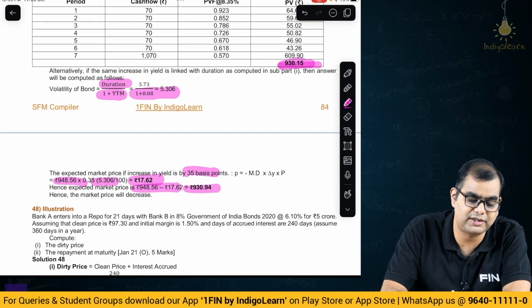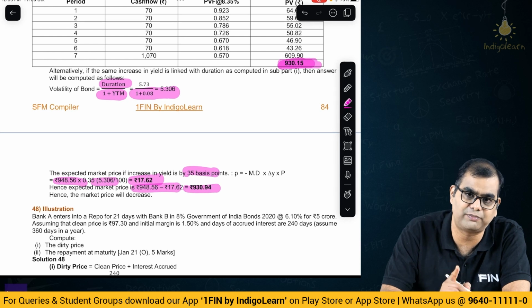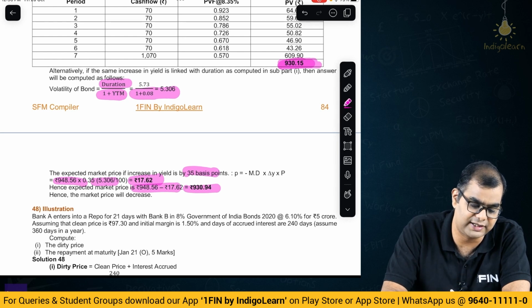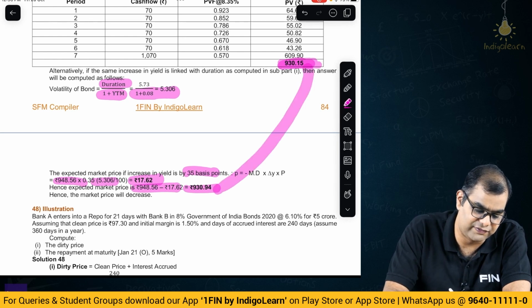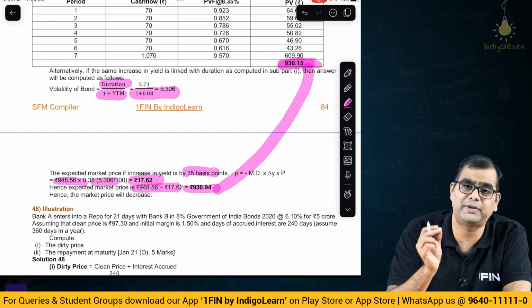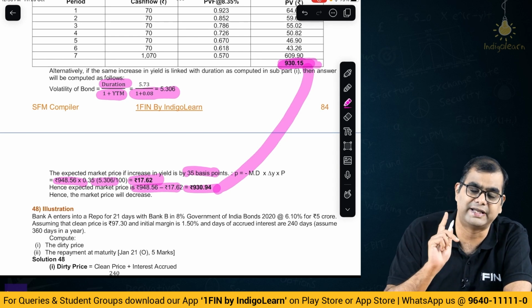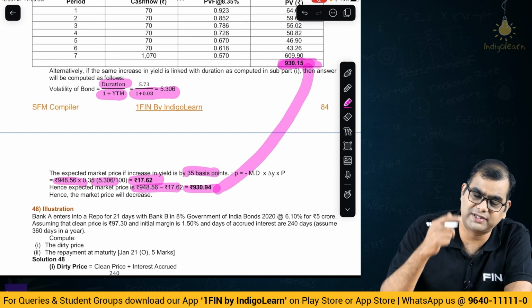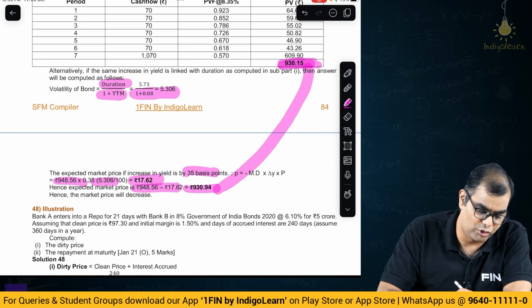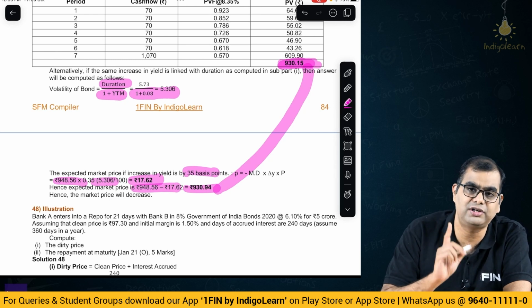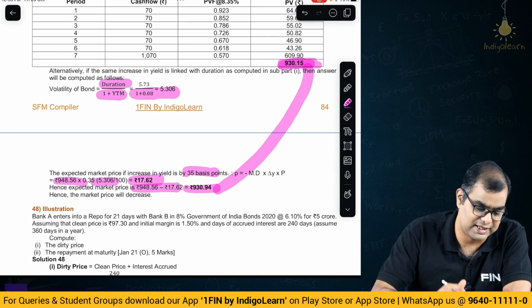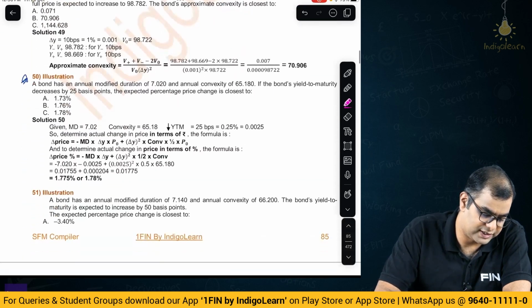Whereas when you computed it with actual cash flows at 8.35% as the discount rate, you get 930.15. So there is a slight difference between these two. It is a small adjustment. This adjustment is on account of convexity. Okay, but the best way to price a bond is always to discount the cash flows afresh. But if you don't have that, then use modified duration, which is basically Macaulay duration by 1 plus Y. Okay, next, let us move to the next one.